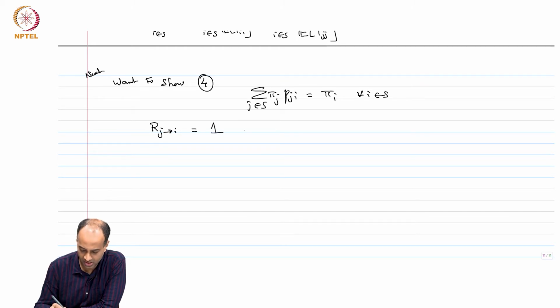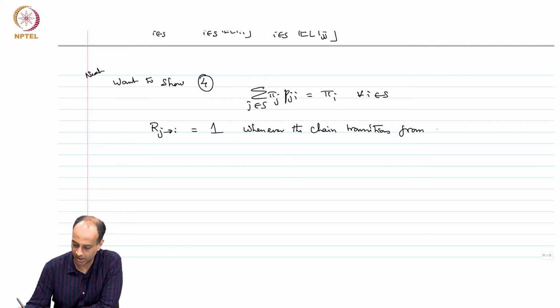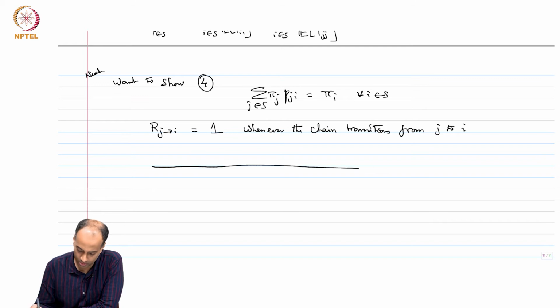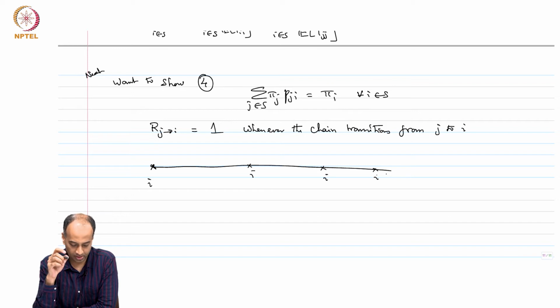Okay. So, reward process whenever the chain transitions from j to i. Okay. So, now I am going to look at state i, and I am going to look at a reward which is 1 whenever I have a transition from j to i. Okay.